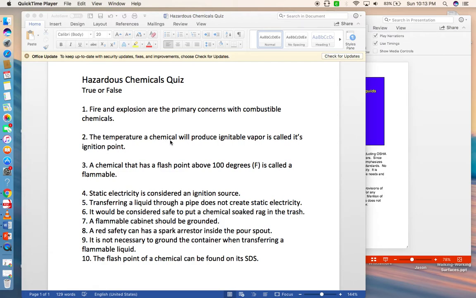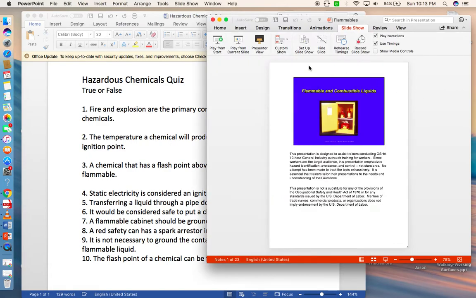Again, it's okay to have it with you while we're going through the presentation, so hopefully you can get these answers right. We're going to be talking about the differences between flammable and combustible. There's some terminology like flash point we'll be dealing with, which one's above 100, which one is below. We're going to talk about different types of ignition sources, how to safely handle, store, and dispose of the chemicals, as well as how safety data sheets play a role in this. I'll also show you the quiz at the end as well.